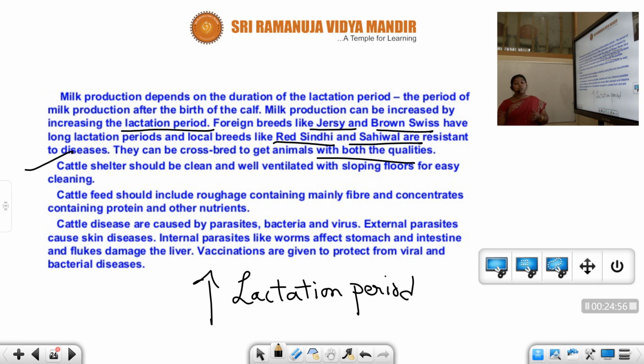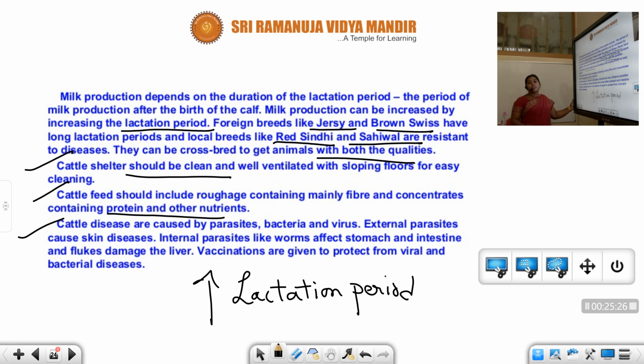And the second one is we need to take care of the shelter. Shelter should be clean and well ventilated with sloping floors for easy cleaning. They need fresh water and good fodder. Cattle feed should include roughage, containing mainly fiber, and concentrates, containing proteins and other nutrients. We need to provide a good balanced diet to the cattle also. Then only we can expect a good output.